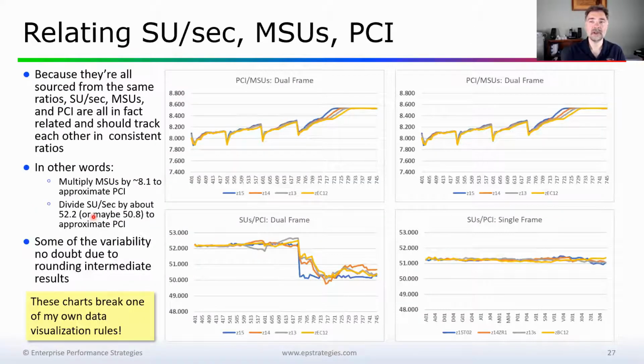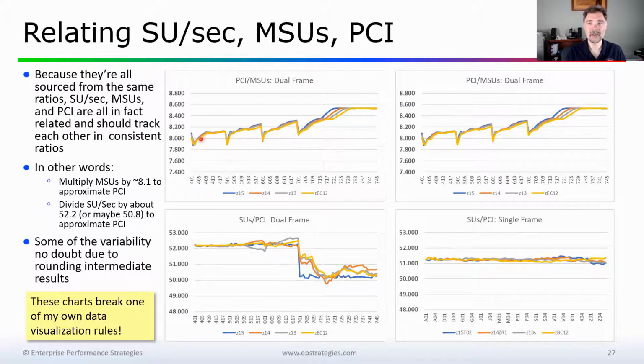So these couple of charts are just to help make the point that, because these are all sourced, the service units per second, the MSUs and the MIPS or the PCI are all sourced from the same test, they all should follow the same pattern. And in fact, they do. This is PCI per MIPS per MSU, basically. And if you look at that for the different machines over the last several machine generations, those lines all follow the same basic trend here.